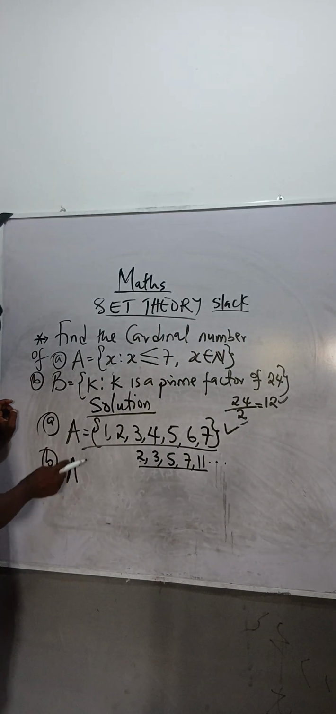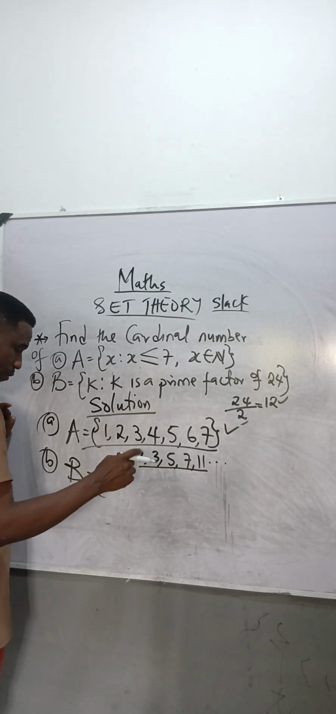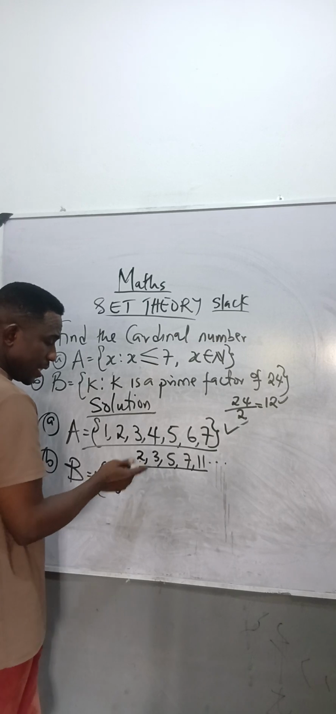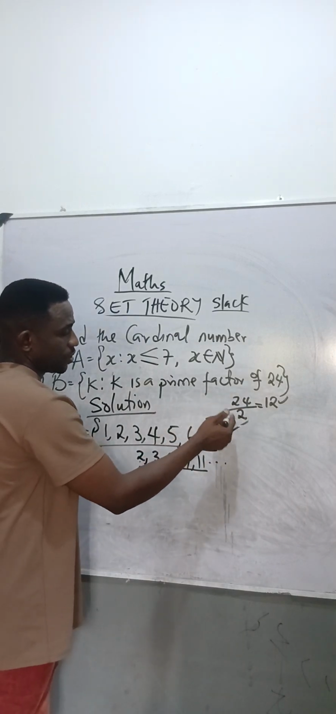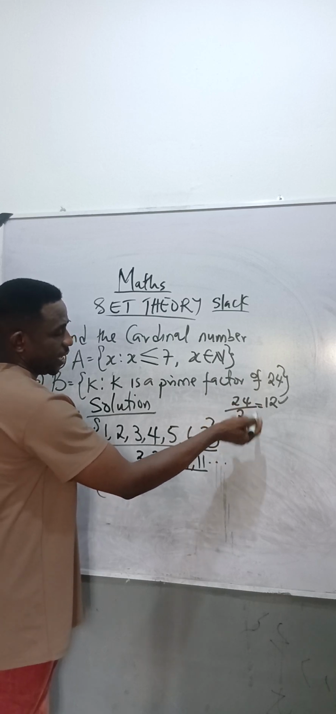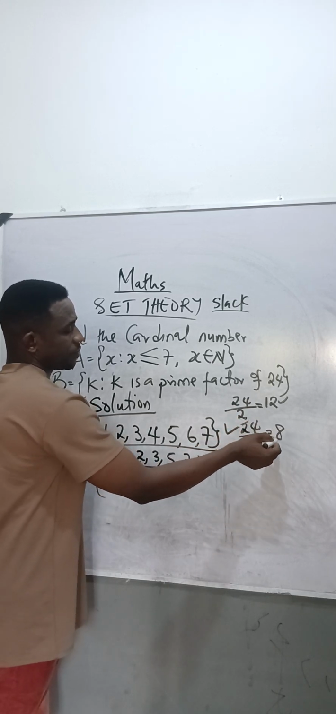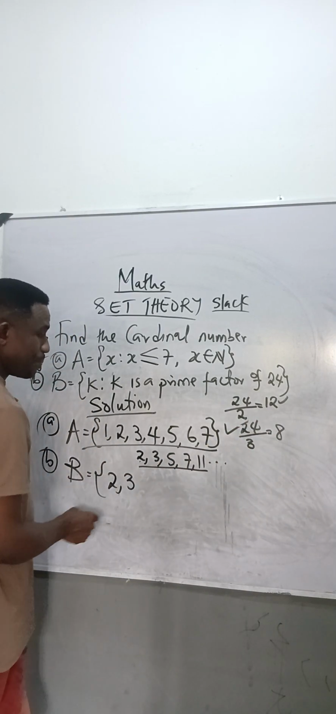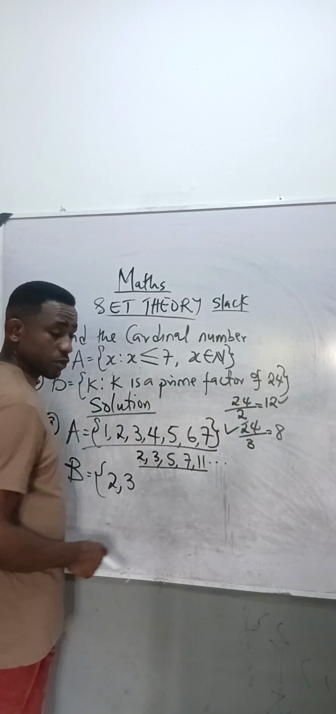So we have that 2 is among the prime factors of 24. So this is a prime number now. Let's take 3. 24 divided by 3 will give us 8, because 8 times 3 is 24. That means 3 is also a prime number, which is a factor of 24. That is a prime factor of 24.